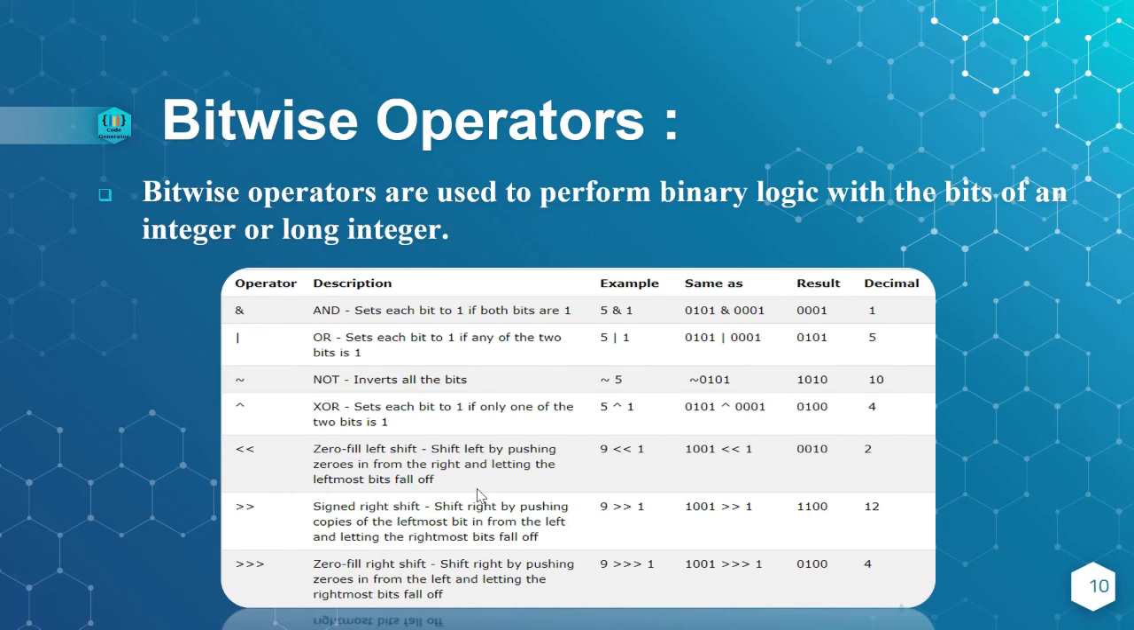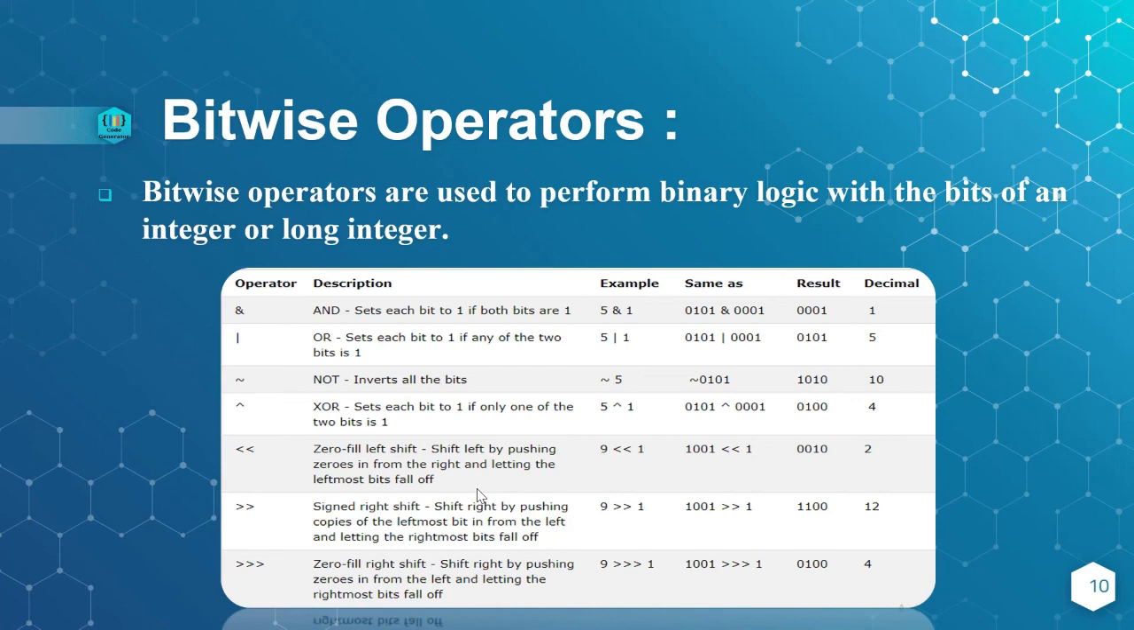Second is OR. Sets each bit to 1 if any of the two bits is 1. Third one is NOT. Invert all the bits. What it will do? It will just do reverse. In the example, it was negation of 5. That is the same as negation of 0101. It just reverses the bits and it will be 1010, and that is 10 in decimal. XOR. XOR sets each bit to 1 if only one of the two bits is 1.